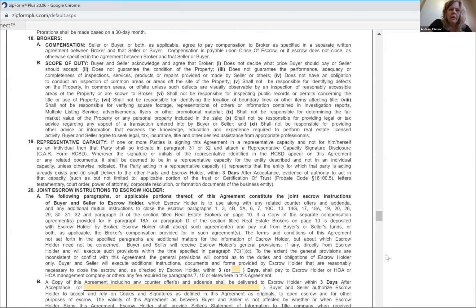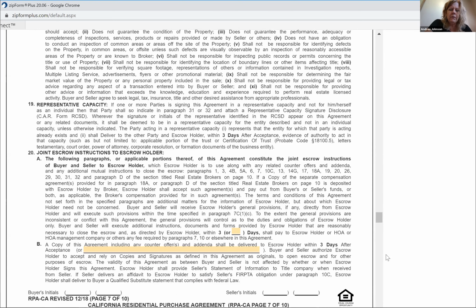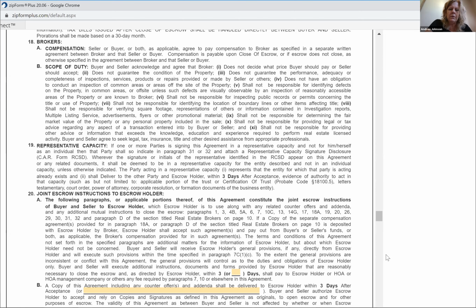Now, broker compensation and broker scope of duty. Again, the compensation is agreed upon to be paid. What is in MLS is what we agreed to accept as the cooperating broker. And it's also what the listing broker is obligated to pay us, no matter what, if they're going to continue to be participants in the MLS. So if they're offering out a 2.5% broker co-op, that's what they're obligated to pay us.